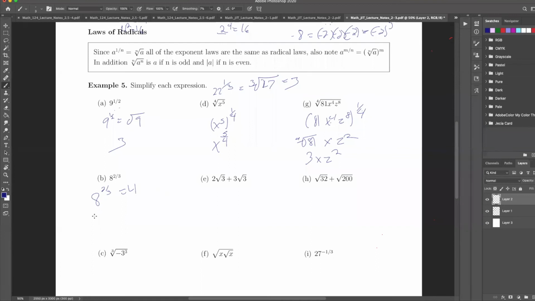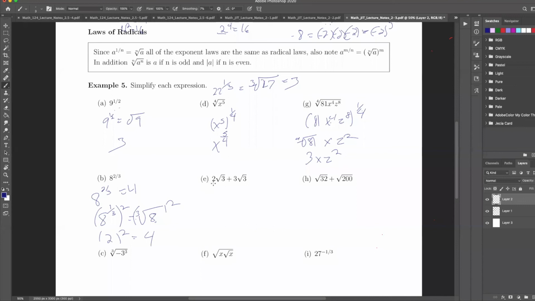Let's rewrite this as 8 to the 1/3 power, squared. So I can split this back up. 8 to the 1/3 power is the same thing as the cubic root of 8, and then I can square it. Well, the cubic root of 8: what to the third power is 8? The answer is 2. So I'll have 2 squared, which is equal to 4. So here you can split it out.